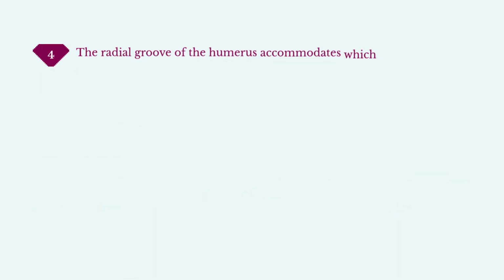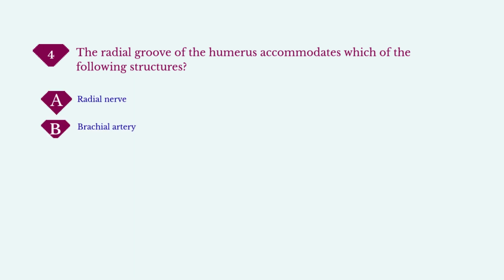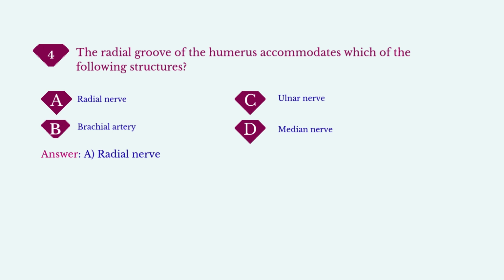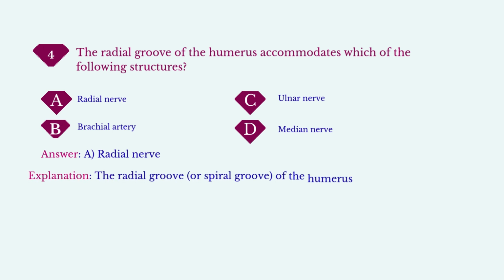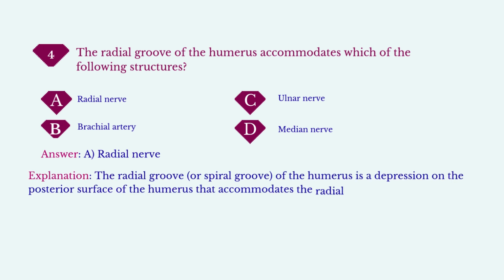The radial groove of the humerus accommodates which of the following structures? A. Radial nerve. B. Brachial artery. C. Ulnar nerve. D. Median nerve. Answer: A. Radial nerve. Explanation: the radial groove, or spiral groove, of the humerus is a depression on the posterior surface of the humerus that accommodates the radial nerve and the deep brachial artery.